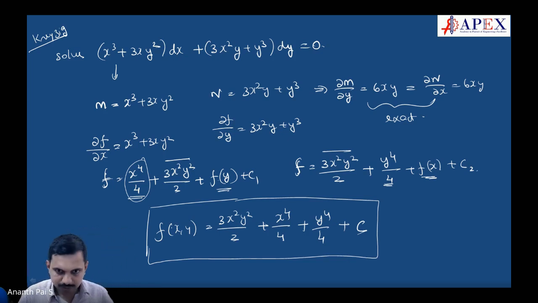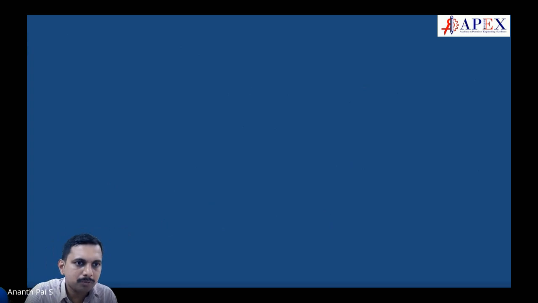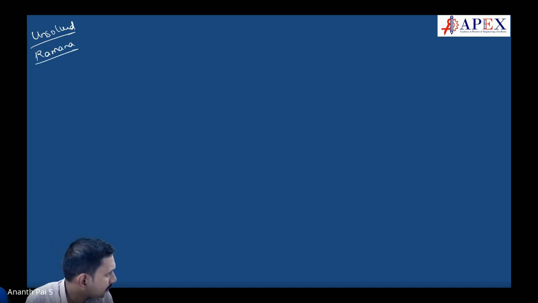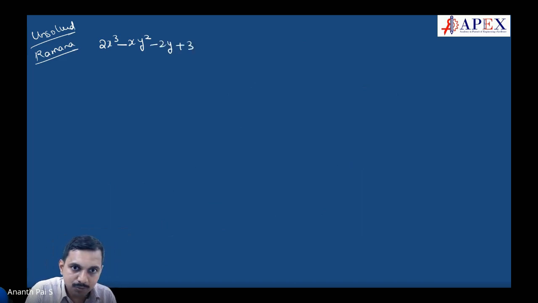Let us solve this equation. This is an unsolved problem from Ramana, so I have to tell you where it comes from. Let us see. The question is (2x cube minus xy square minus 2y plus 3) dx plus (minus x square y plus 2x) dy is equal to 0.